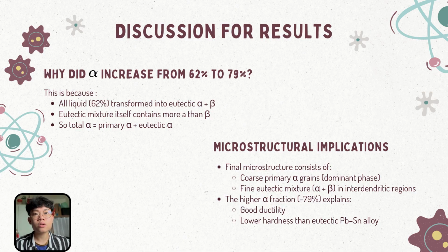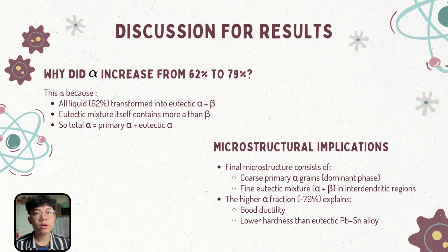So for the discussion of the result, why did alpha increase from 62% to 79%? This is because all liquid, which is at 62%, transforms into eutectic alpha plus beta. The eutectic mixture itself contains more alpha than beta. So total alpha equals primary alpha plus eutectic alpha.